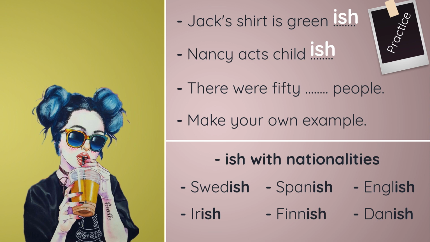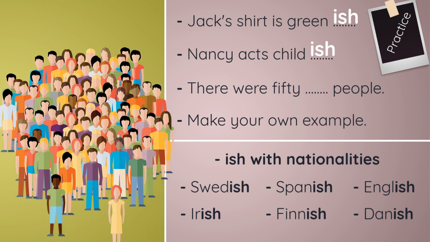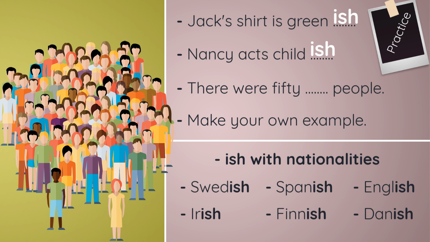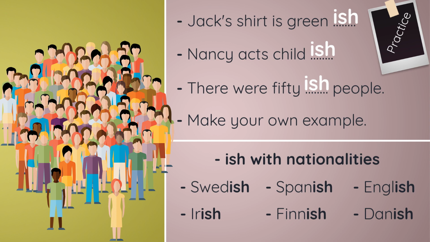Okay, let's look at another example. This one has a number in it. How many people are in the room? There were 50 people. What can you add here to mean you don't know exactly the amount, but it's around 50? There were 50-ish people. Great.